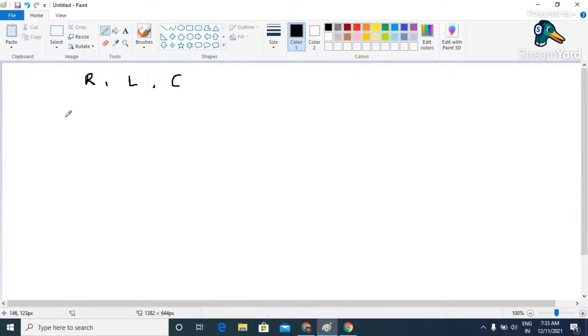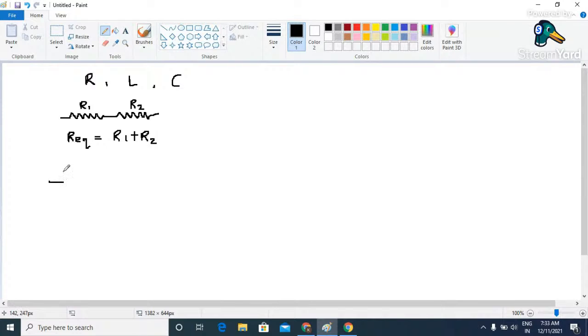So see here, when we have two resistors, say R1 and R2, if they are connected in series, then what will be the equivalent? R equivalent is simply the addition of each individual resistance. So R equivalent is going to be R1 plus R2.